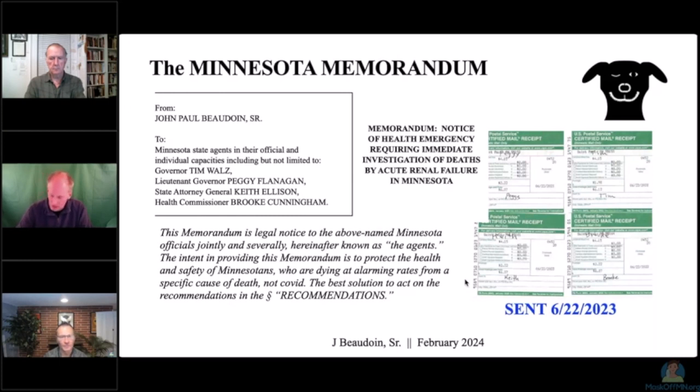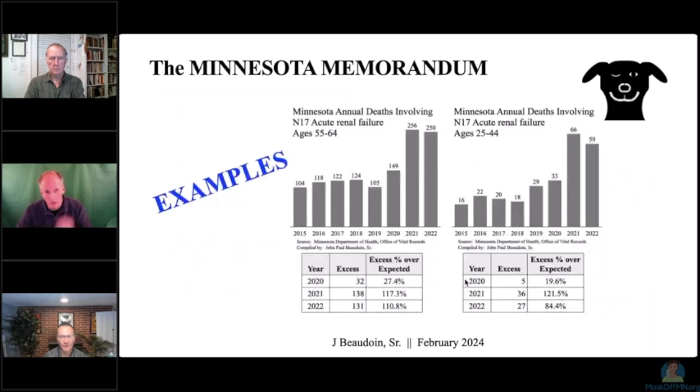Now, I won't get into the Minnesota memorandum, but here is an example of acute renal failure in the 55 to 64 age group and 25 to 44 age group. You have 269 excess deaths in 21 and 22. You see the first two bars of that first set of bars? That's crazy. That's nearly impossible. That should have the attention of every health professional in the entire United States, if not the world. This does not happen.